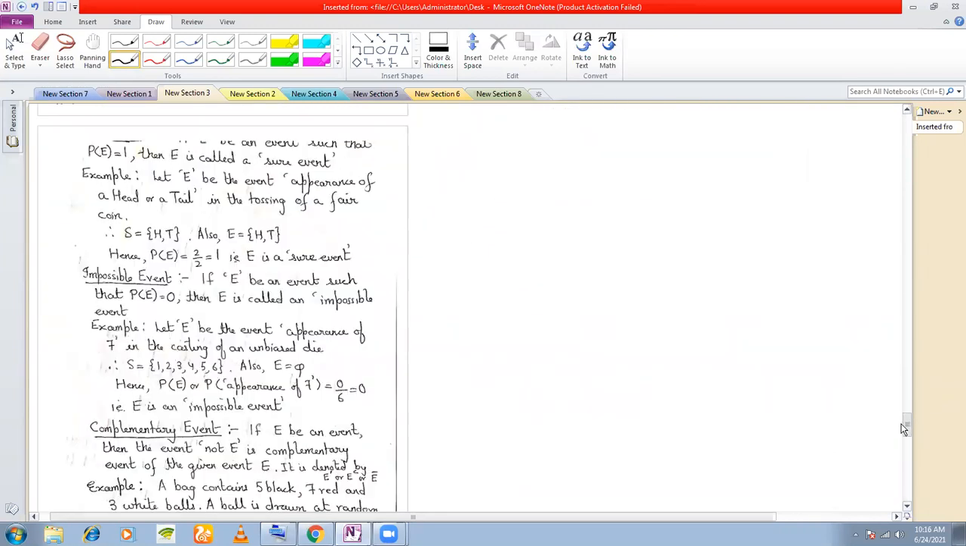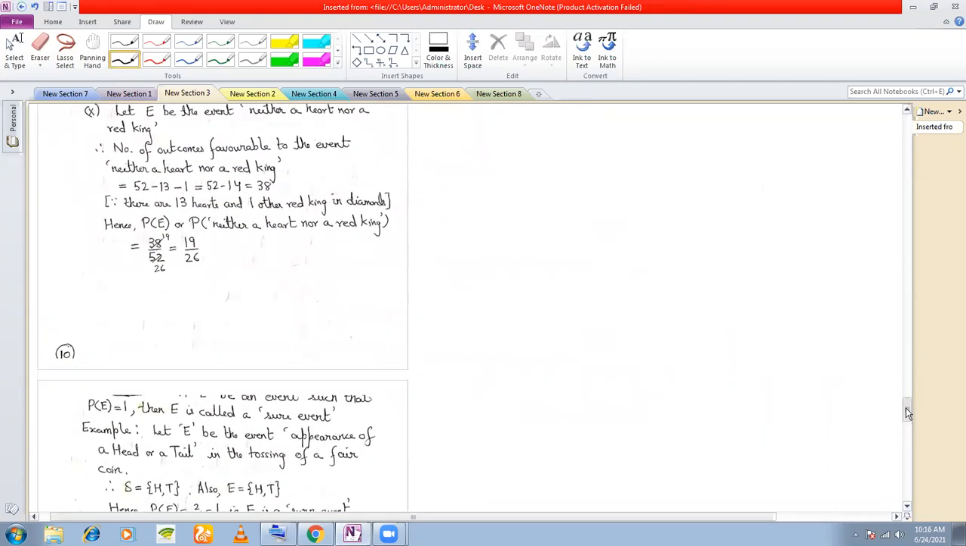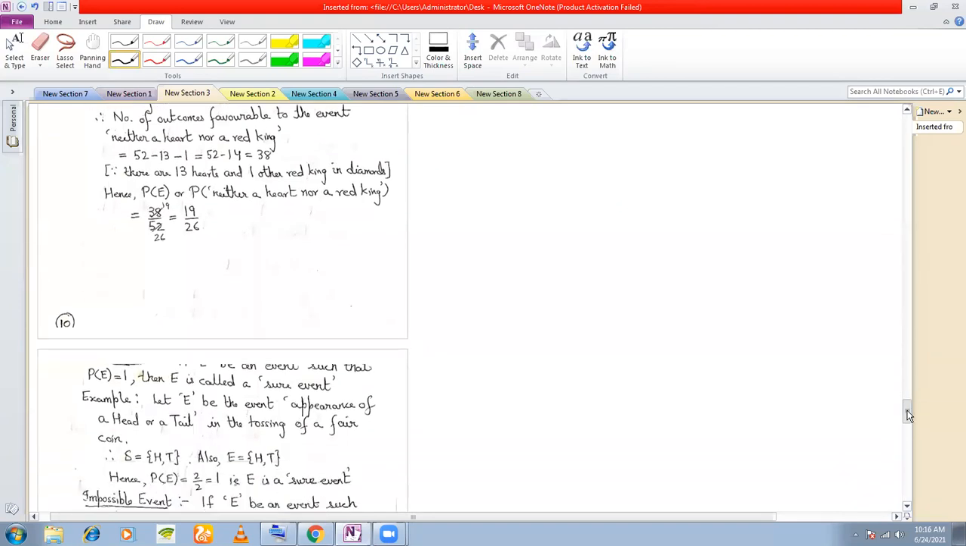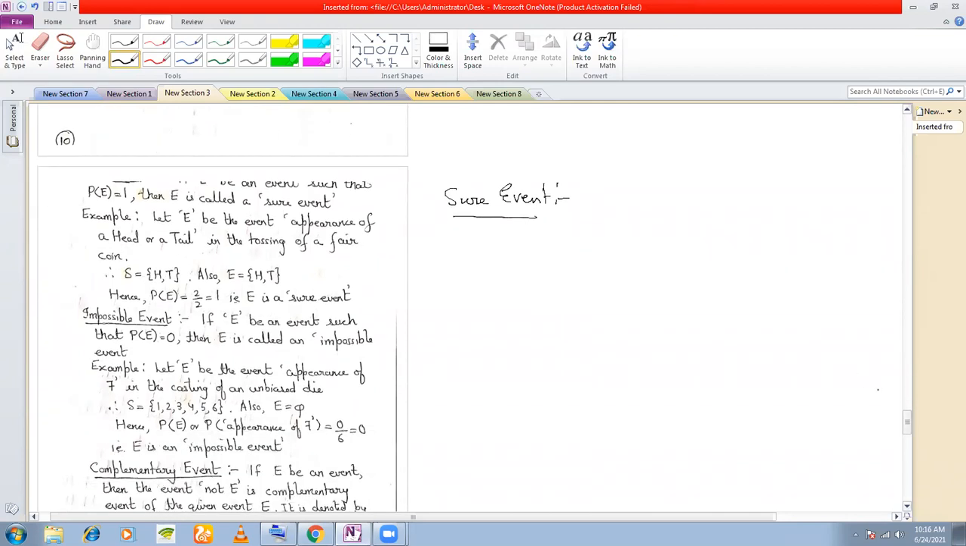If no question, then we'll move on to the other important definitions. The first definition is that of a sure event. Very important definitions: sure event, impossible event, and complementary event. These 3 are very important definitions. An event which is bound to occur, which will definitely occur.